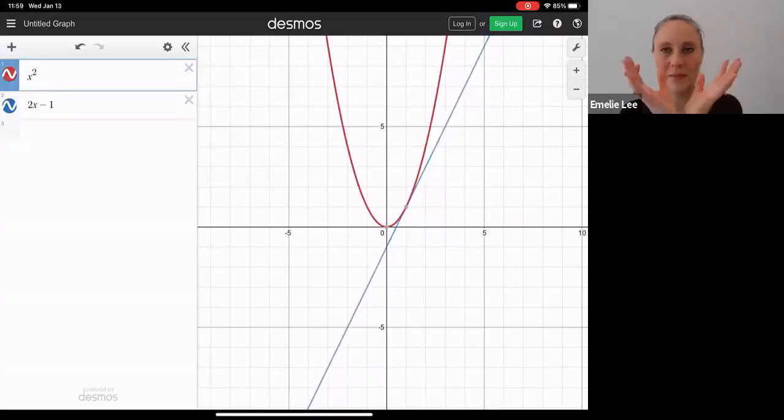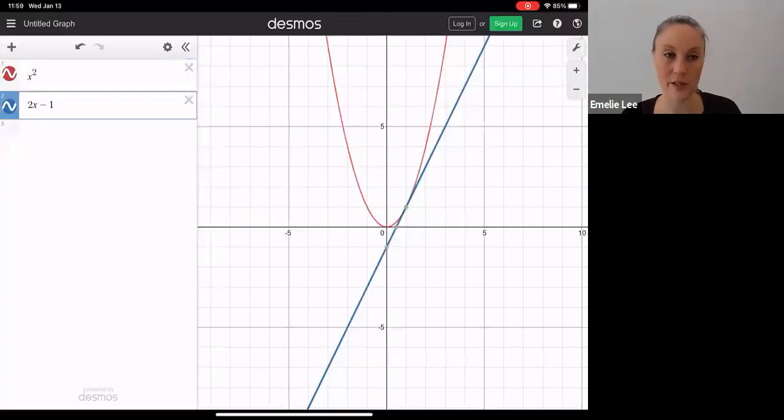So a parabola, right, we're expecting this kind of shape, no transformation, so it's definitely centered at the origin, and then it goes up. And then our straight line has a slope of 2 and a y-intercept of -1.